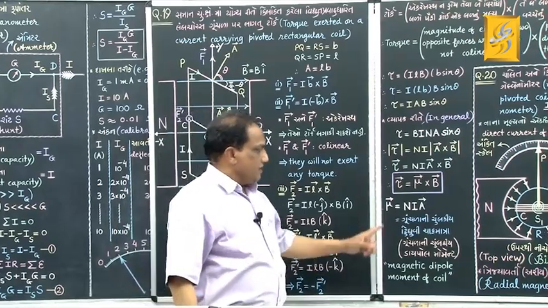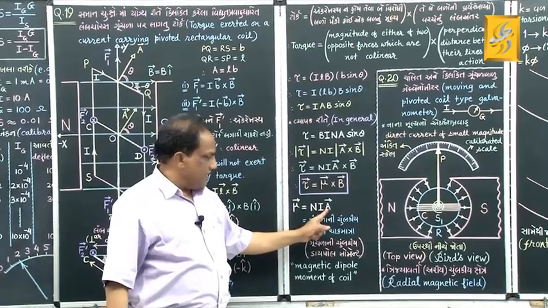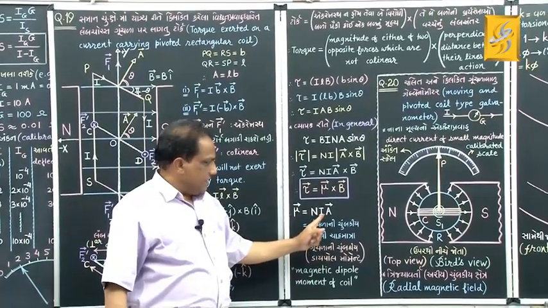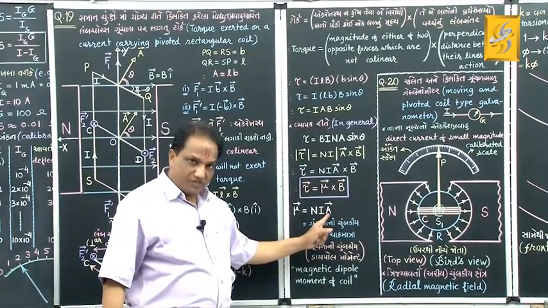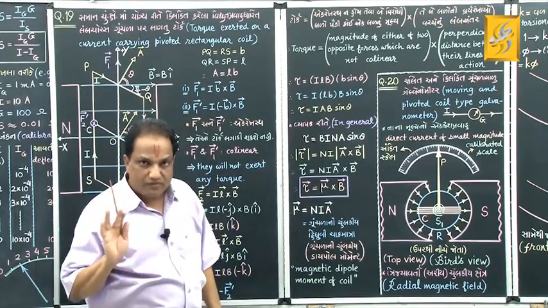What about the SI unit of this magnetic dipole moment? It is the SI unit of area and current, that is, for area it is meter square, for current it is ampere, so it is ampere into meter square, got it.